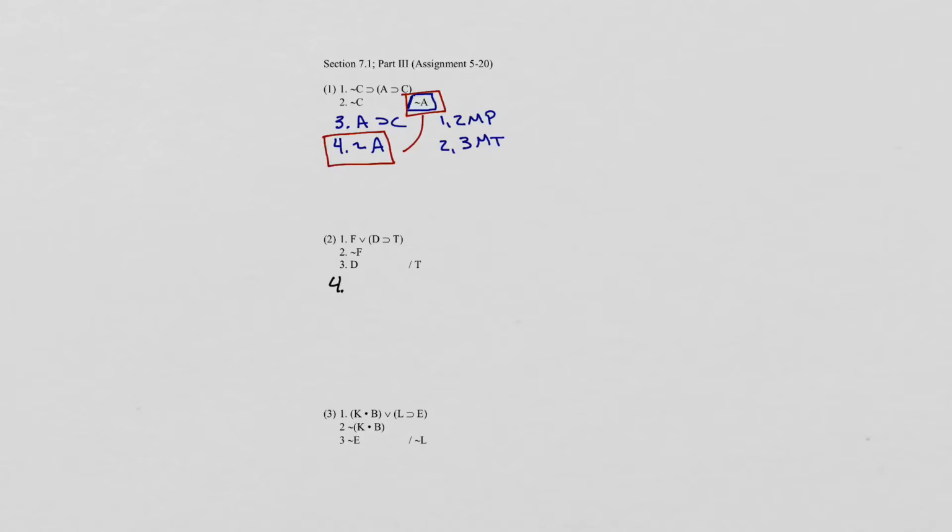Okay, so let's look at number 2. So right away, the first 2 lines are jumping out at me, mainly because the first line is a disjunction. So I know if I get the negation of either side of a disjunction, I get the other side, sorry. So I have F, now I have not F. So I know I can get if D then T from 1 and 2 DS.